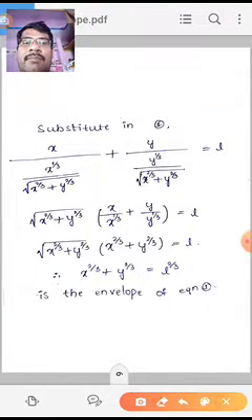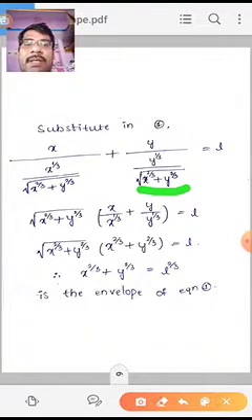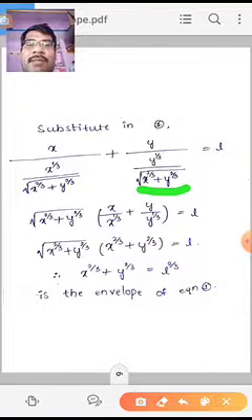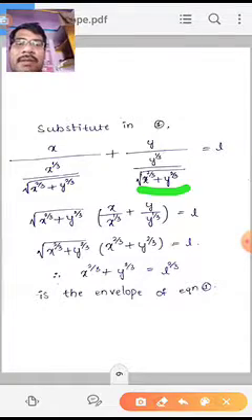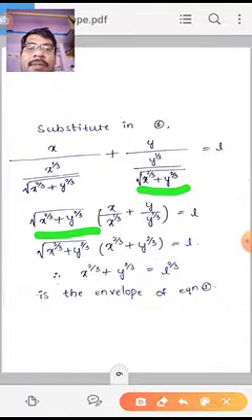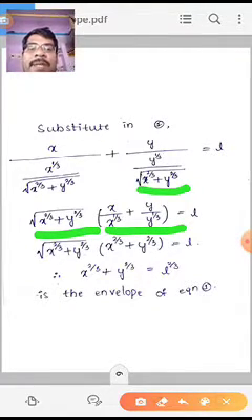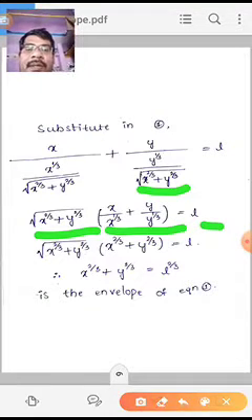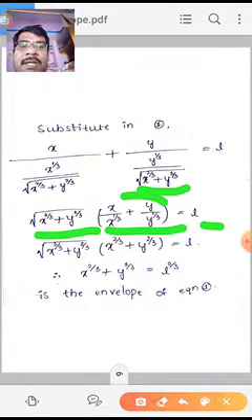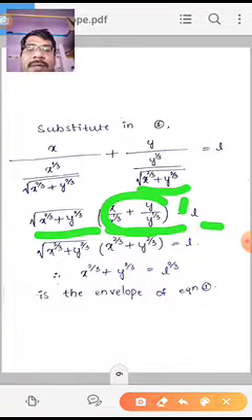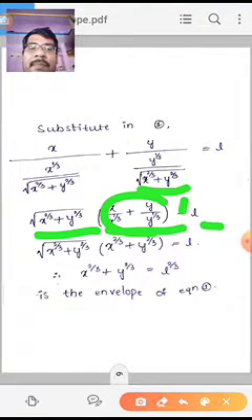y plus y by y to the power of 1 by 3, square root of x to the power of 2 by 3 plus y to the power of 2 by 3. Here the root is common, this one is the remaining, that is equal to L. Here this one can be written as x to the power of 2 by 3 plus y to the power of 2 by 3 is equal to L.